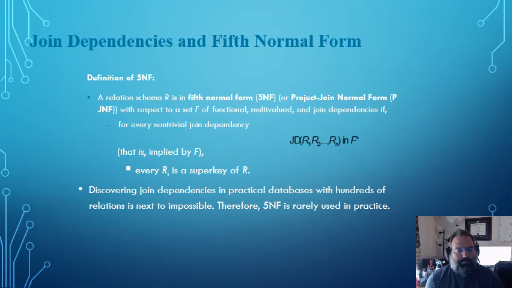A definition of fifth normal form: a relational schema R is in fifth normal form, or project-join normal form, with respect to a set F of functional, multi-valued, and join dependencies if for every non-trivial join dependency in F closure, every R sub i is a superkey of R. Discovering join dependencies in practical databases with hundreds of relations is next to impossible. Therefore, fifth normal form is rarely used in practice, if ever.